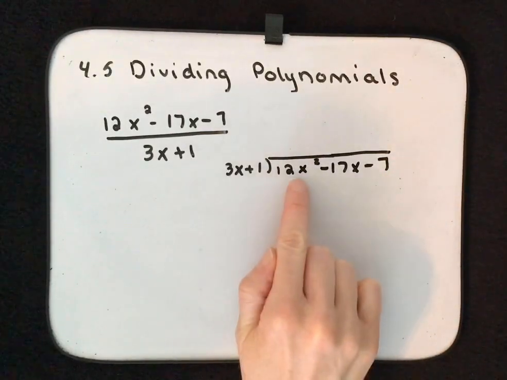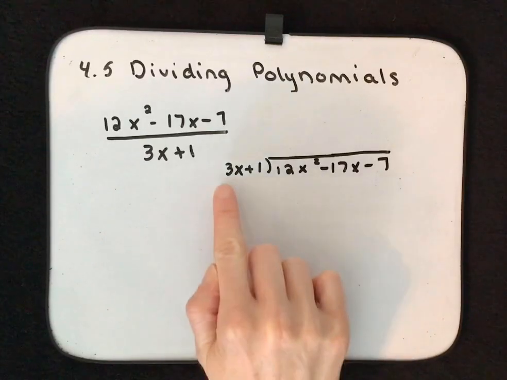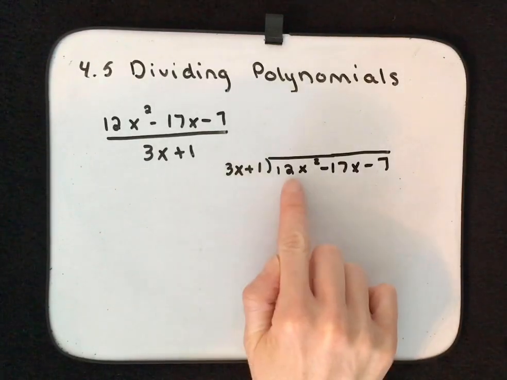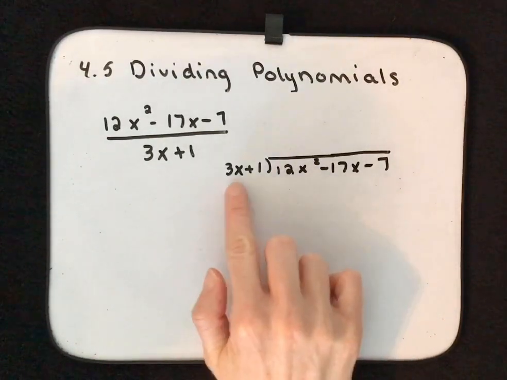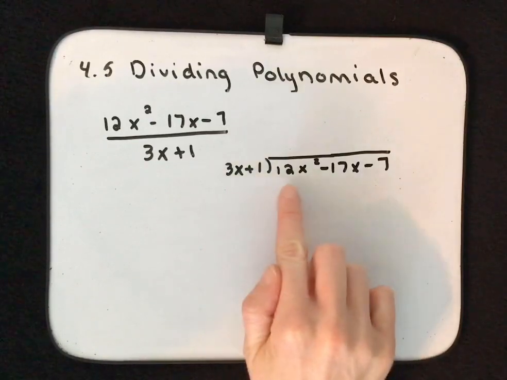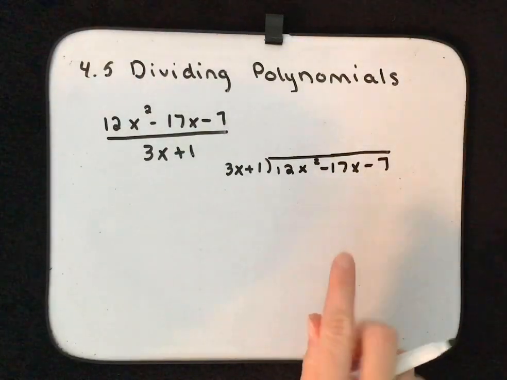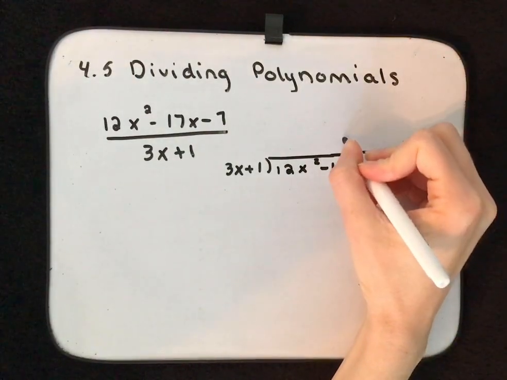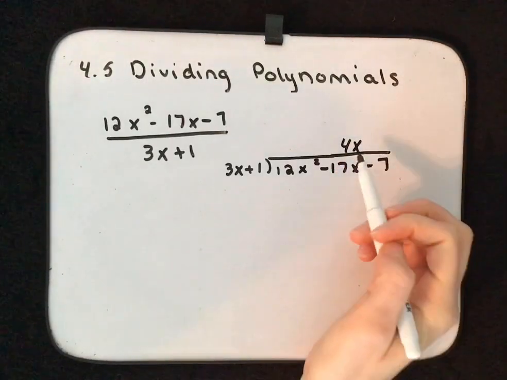Then look at your numbers. I have 3, I have 12. I need to figure out what times 3x is going to give me 12x squared. Well, 3 times 4 is 12, x times x is x squared. So 3x times 4x will give me 12x squared. You need to line everything up in columns. This is my x column, so if I need 3x times 4x, I'll line that up in the x's.